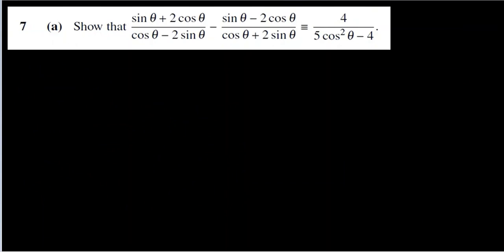Question 7. Part A, show that the left hand side of this identity is equal to the right hand side. Since the left hand side is more complicated, let's focus on this left hand side, and we will prove that this is equal to the right hand side.